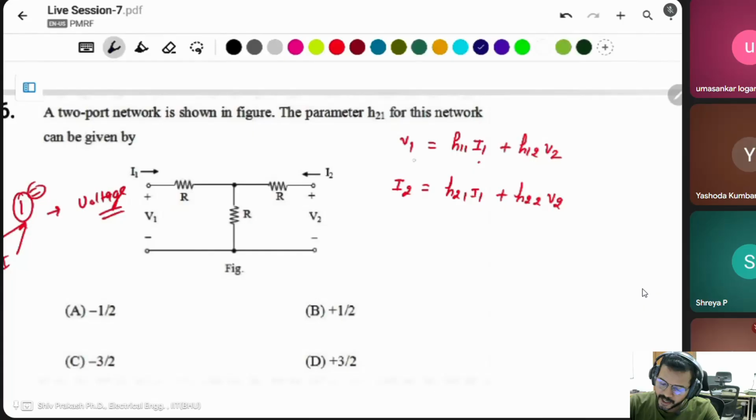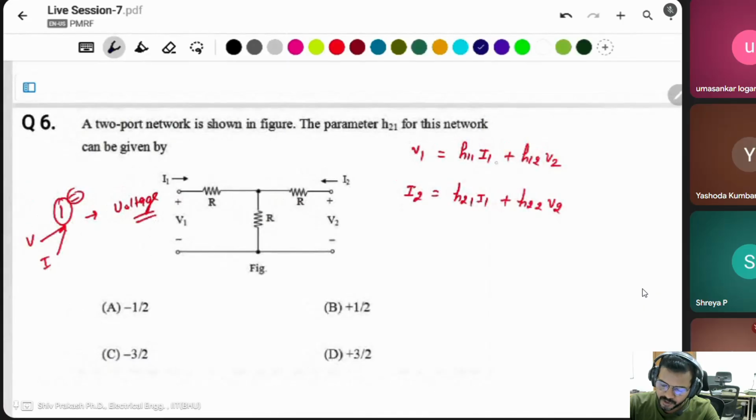Then V1 and I2, remaining is I1 and V2. First give the priority to the port. First port is I1, then after V2. Okay, what is the S21? S21 is equal to I2 divided by I1 when the remaining is 0, then V2 will be 0.